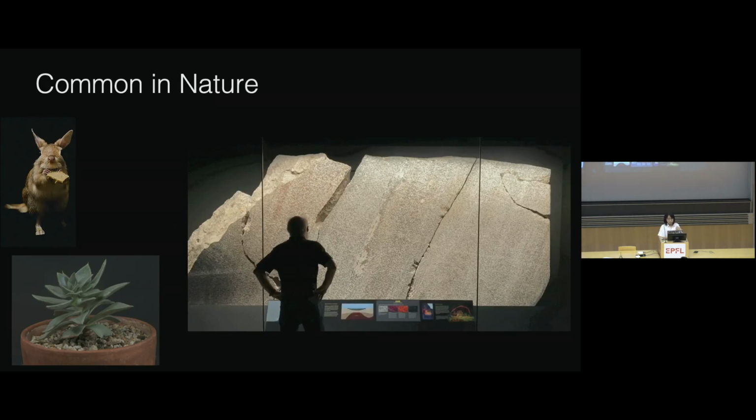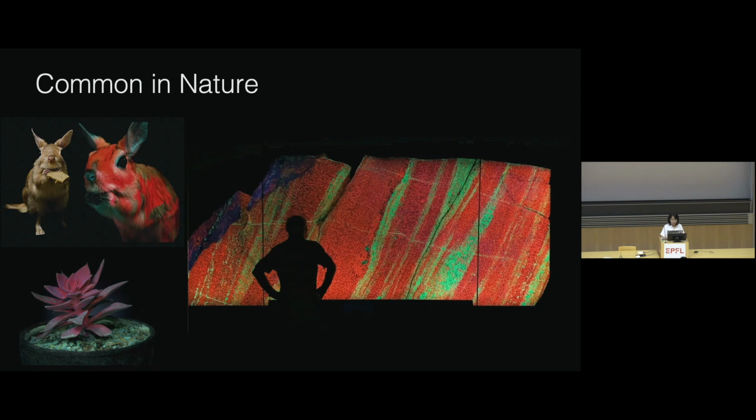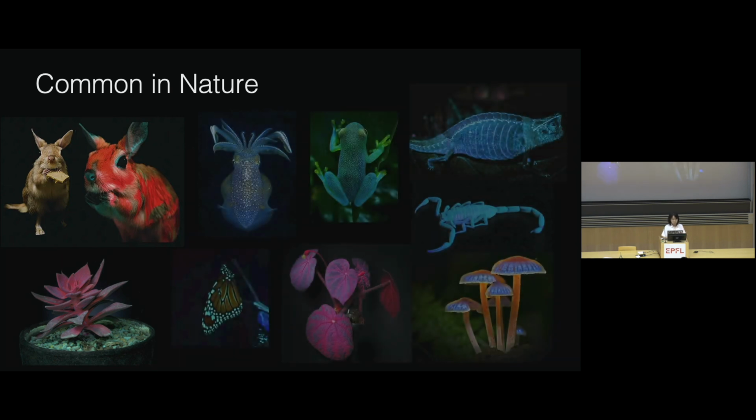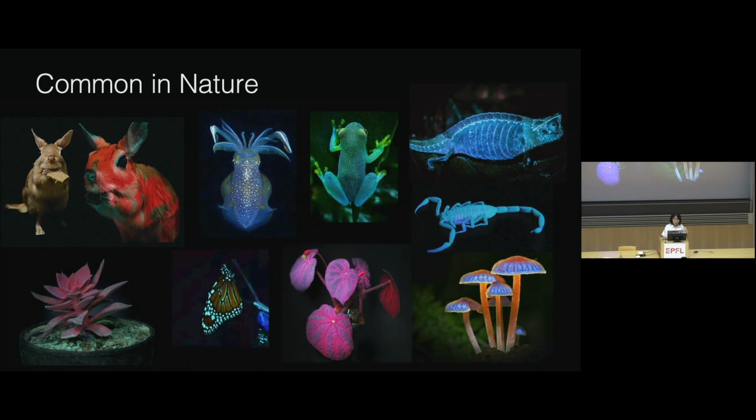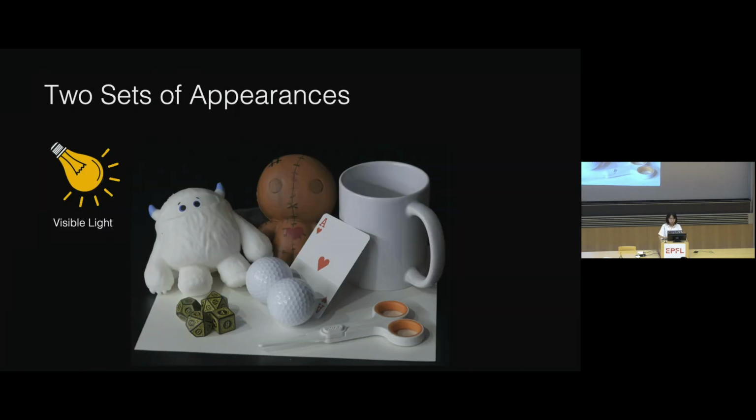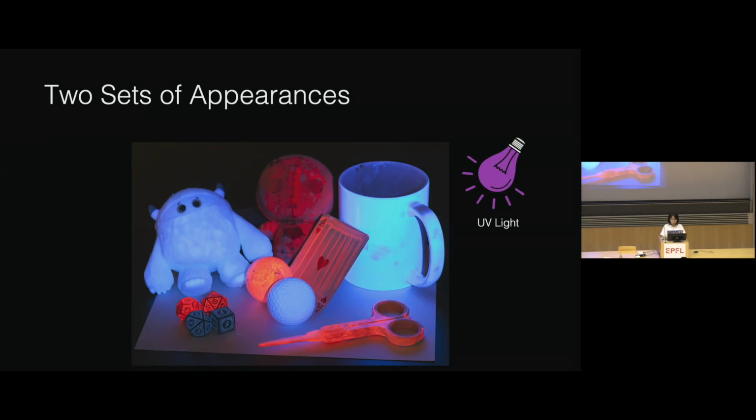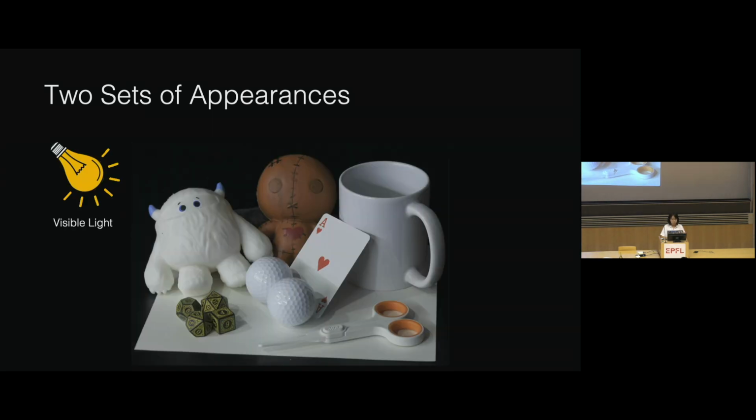Fluorescent phenomena are very common in nature, which gives us the inspiration for this work. Many animals, plants, and minerals are fluorescent. Their colors and appearance change when illuminated with UV lights. And here are some more examples of amazing species that are either fluorescent or bioluminescent. So essentially, fluorescence gives an object the benefit of having two sets of appearances. One is under normal lighting, or visible light, and the other is under UV light. And these two sets of appearances could be used in a complementary way without interfering with each other.